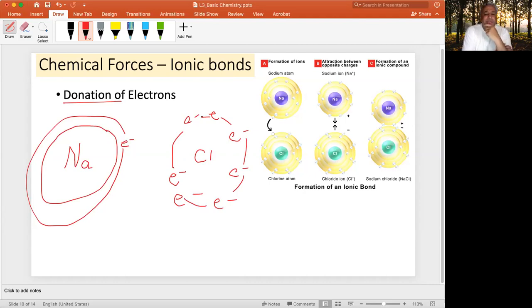So what happens is when the sodium and chloride are within a reasonable distance of each other, the sodium throws its electrons over and donates it to chlorine. That's it.